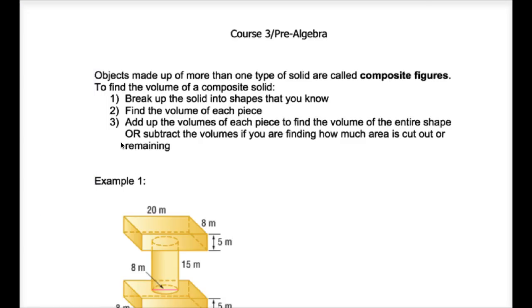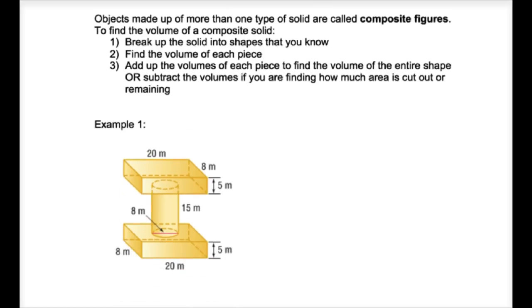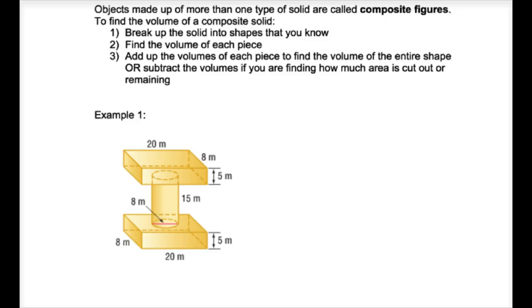Alright. Objects made up of one or more types of solids are called composite figures because they're composed of other figures. To find the volume of composite figures, break it up into the shapes that you know. Find the volume of each piece, and then add the volumes to find the total volume. Sometimes you have to subtract if something is missing. This first one's an adding one.